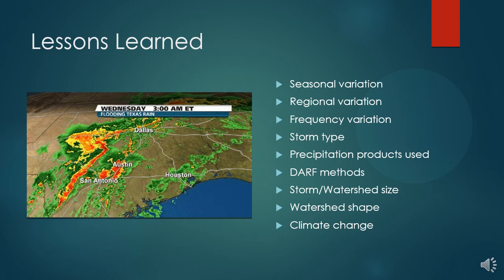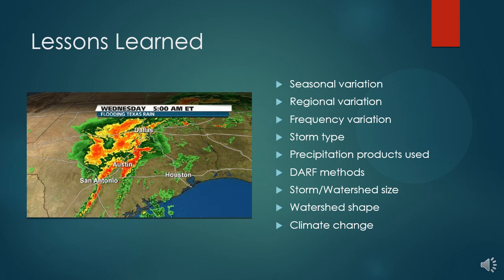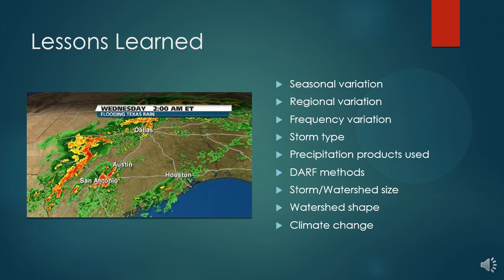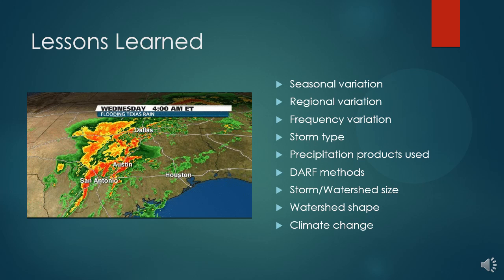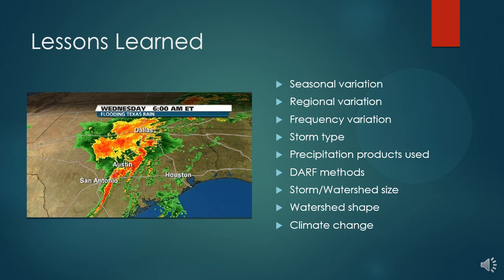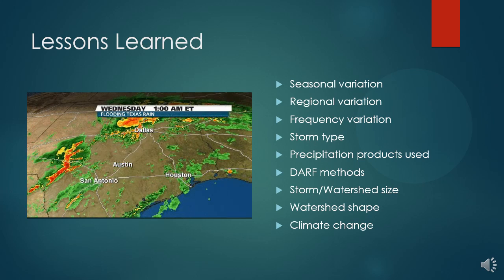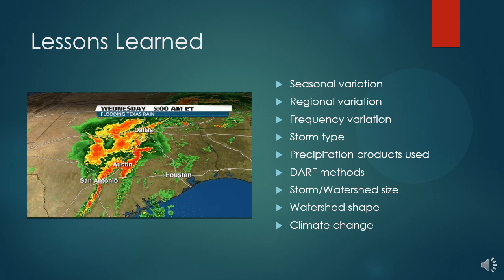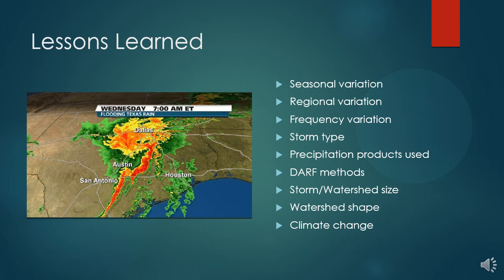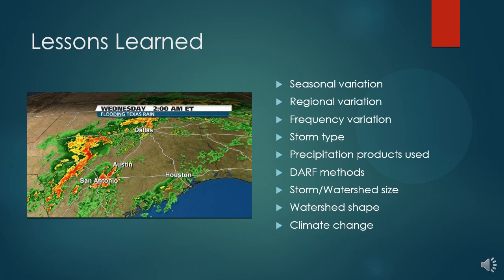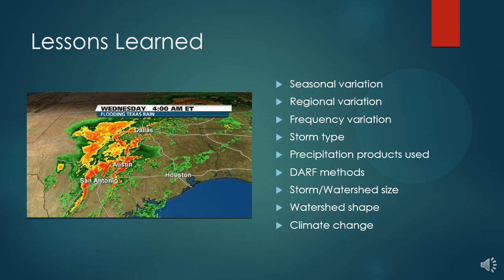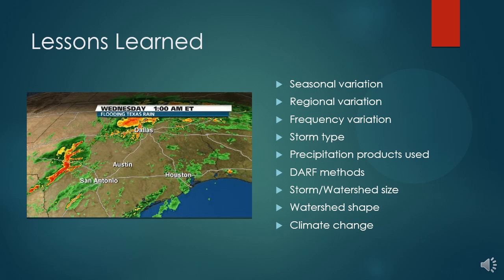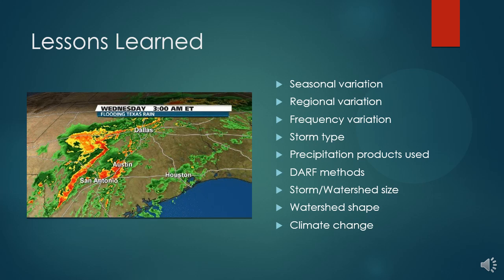How do you address the issue where the storm size is much smaller than the watershed size, for example? You have watershed shape as a major factor. Some places in the country you have kind of short, fat watersheds, but in Texas you've got a lot of long, skinny ones coming out of central and west Texas and heading to the Gulf. Those probably need a different approach to the design storms.